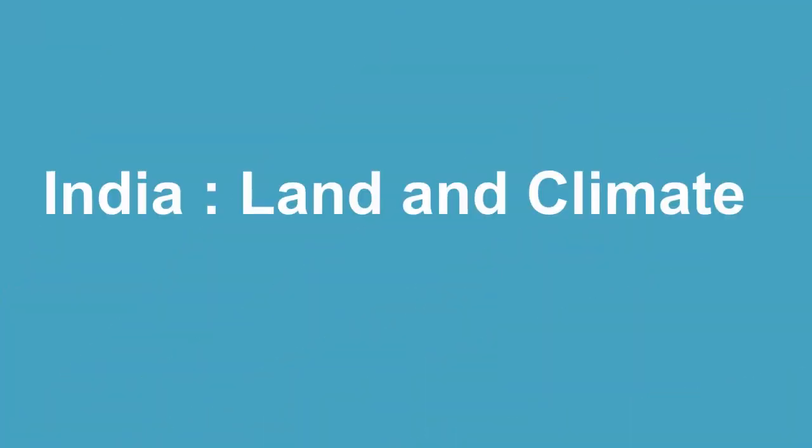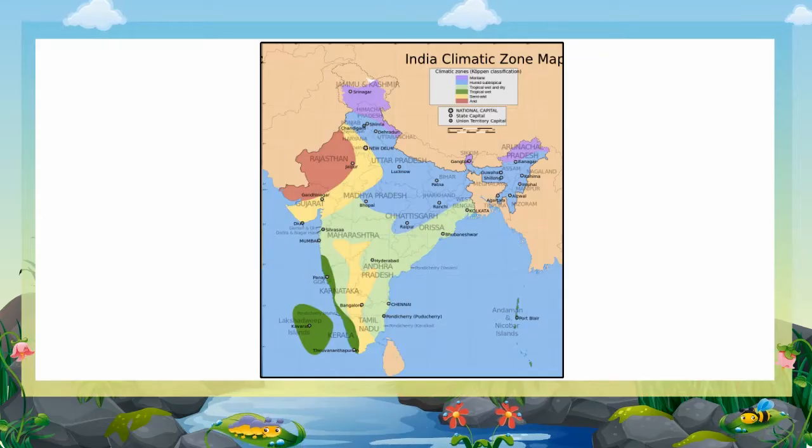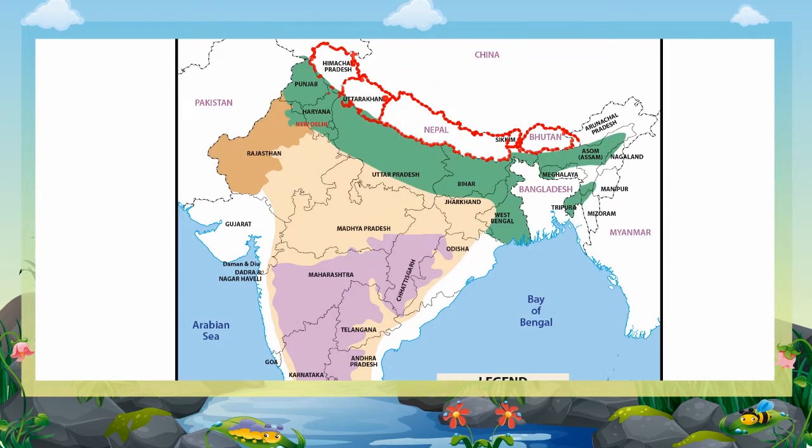India, land and climate. India is home to an extraordinary variety of climatic variations ranging from tropical in the south to temperate and alpine in the north. The Himalayas. Look at the physical map of India.